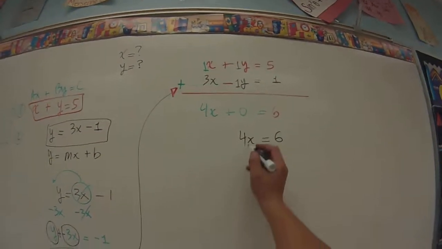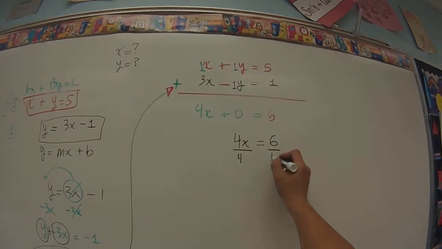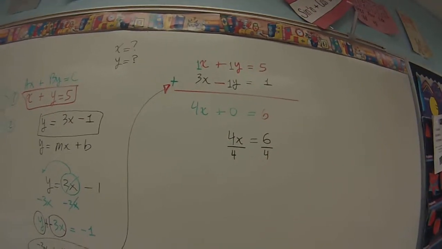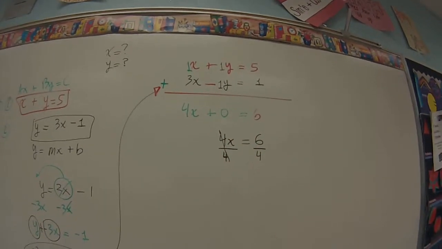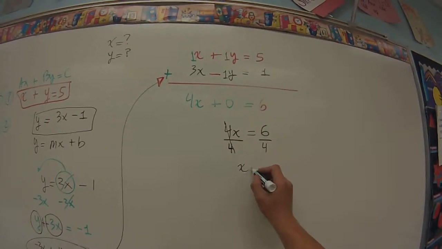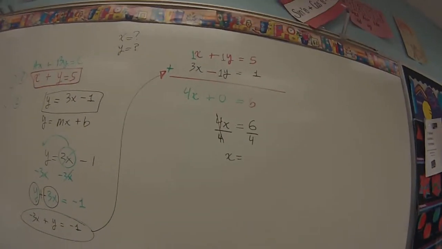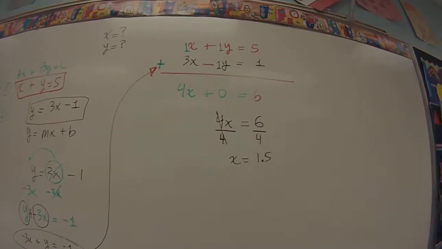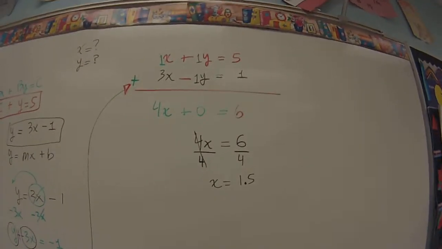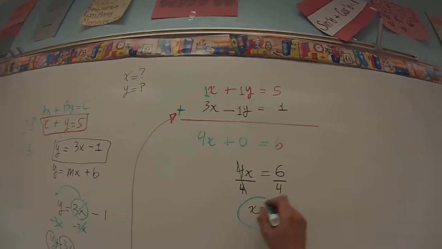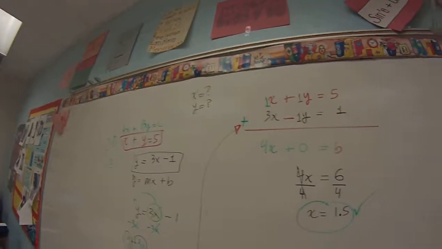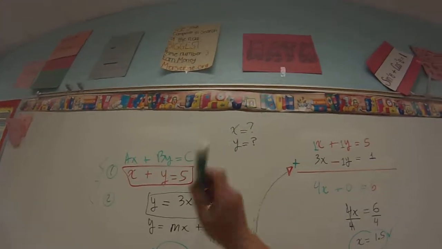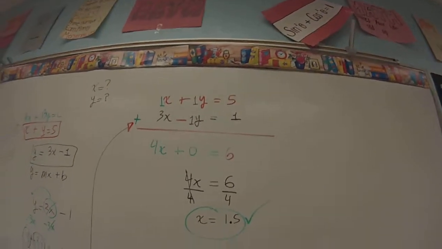Okay, divide by 4 on both sides. This will cancel out. So x is equal to 6 divided by 4, that will make 3 halves, which is 1.5. x is 1.5. I already found out what my x is, but I still need to figure out my y. So let's go ahead and figure out the y.